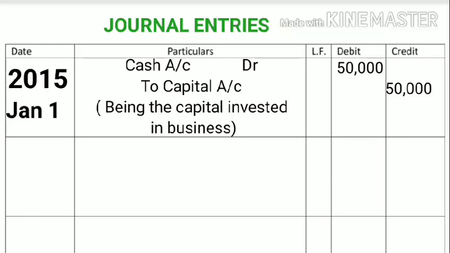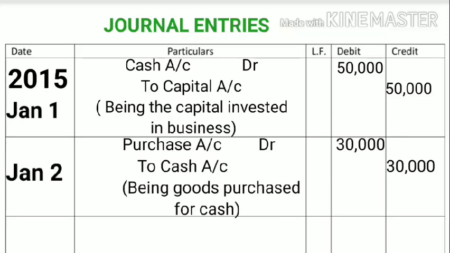On January 2nd, purchased goods for cash. The entry is purchase account debit to cash account. And the narration will be being goods purchased for cash.